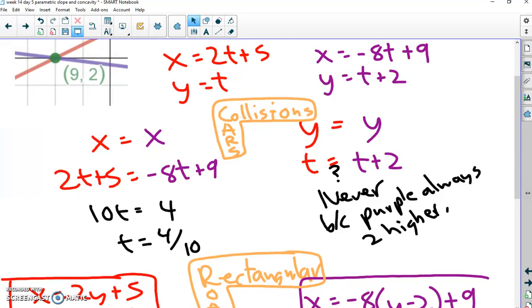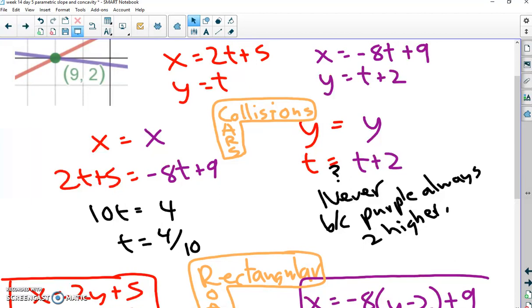What did I do? I didn't do it that way. I set the x's equal. I set the y's equal. Do the x's equal at some point? 4/10. Do the y's ever equal? No. And in fact, it's kind of cool, and I'm going to show you this on the animation. What's true about the red and purple y's? 2 apart always. The purple is always 2 ahead or 2 higher than the red. So they will never hit.